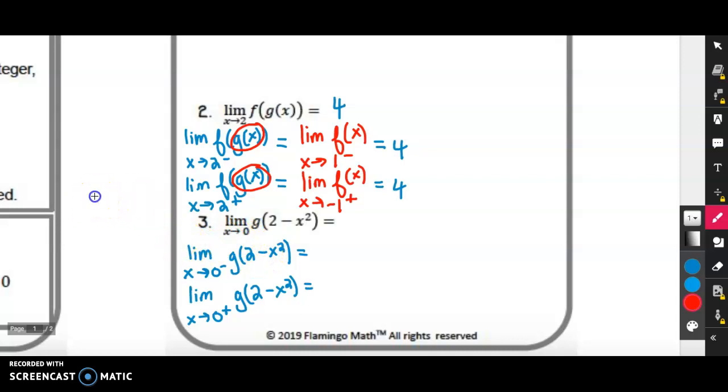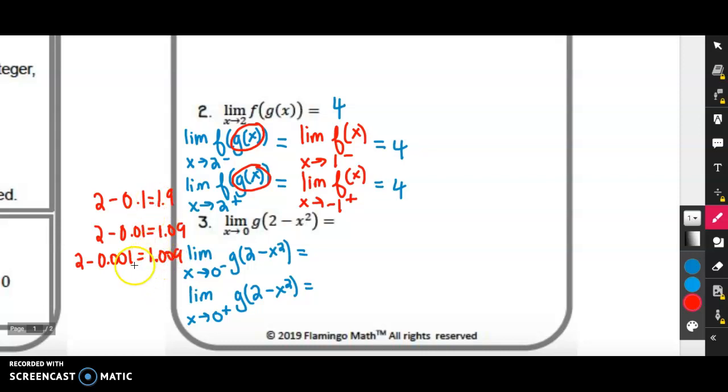So for example, if I did 2 minus 0.1, that gives me 1.9. And if I did 2 minus 0.01, that gives me 1.99. And then 2 minus 0.001, that gives me 1.999, right?